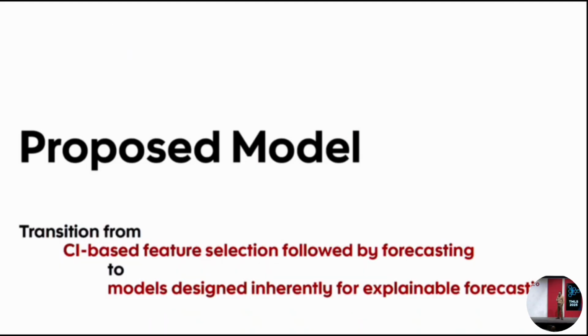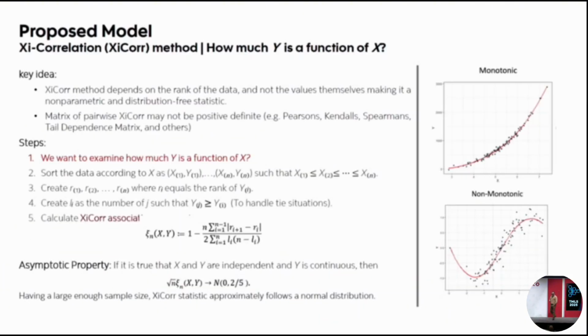So the solution we provided is a transition from CI-based feature selection followed by forecasting to models designed inherently for explainable forecasting. So we try to combine explainability and forecasting at the same step.